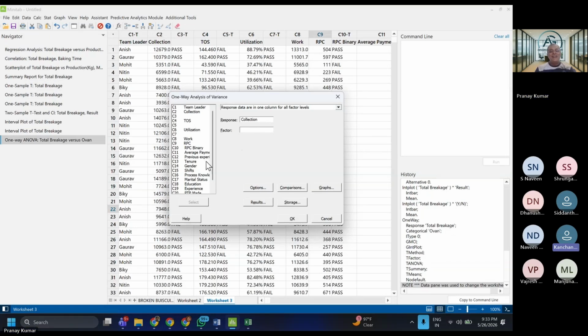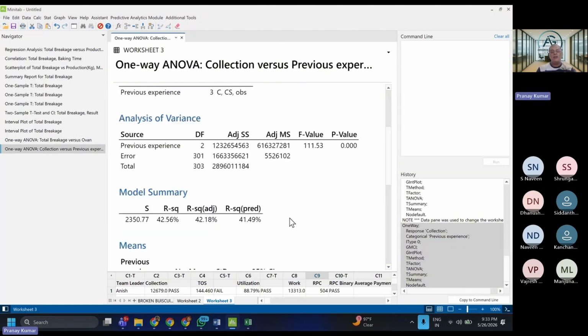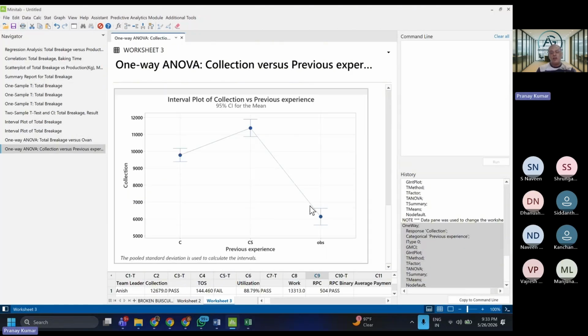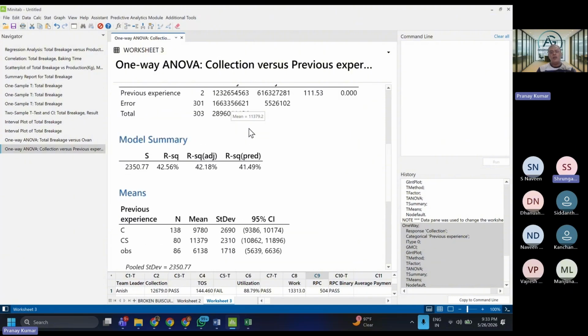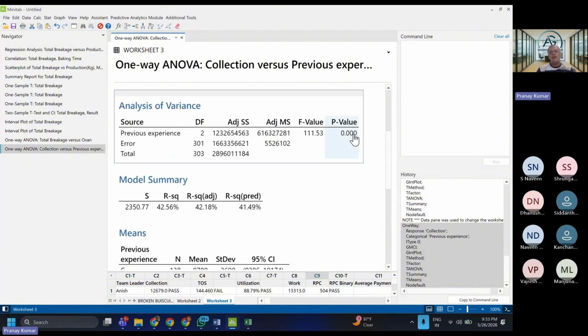Collection versus previous experience. Press OK. Let's look at the graph first. This confidence interval is not overlapping this one. Correct, everyone? It means it will become alternate hypothesis. P-value. Yes. The same logic applies for your R square also, like we did in regression analysis.